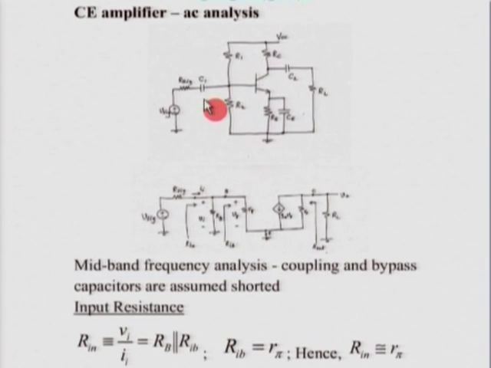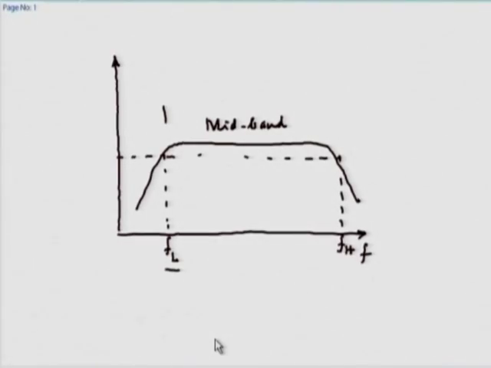Depending on the kind of value of the low frequency cutoff we require, we can choose appropriate values for C1, C2 and CE. Similarly, the upper cutoff frequency is a region which is due to the device capacitances. This we will see a little later.